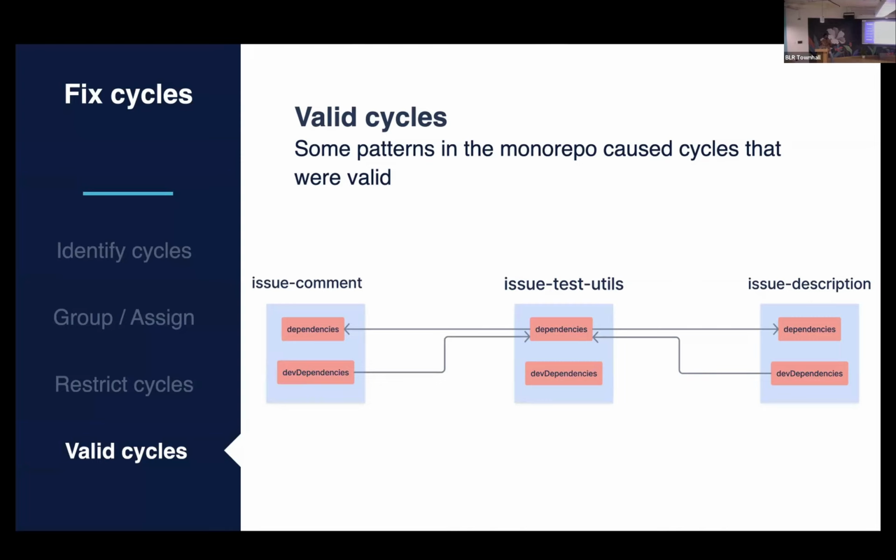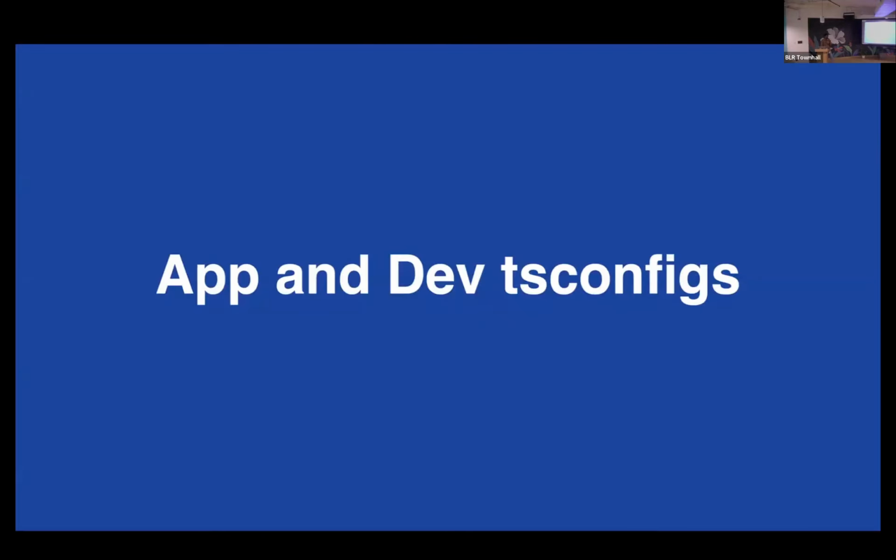So here you can see that issue comment depends on issue test utils, and issue test utils, on the other hand, again depends on issue comment because it needs issue comment to build the comment mocks that it has to export. So one thing that you notice here is this is not a proper app cycle, it is a dev dependency cycle. So this pattern we wanted developers to continue to have because we felt it makes sense. So we started looking into options on how we can allow developers to have these cycles, but also implement project references for the repository. So that is where we came up with the concept of app and dev tsconfig.